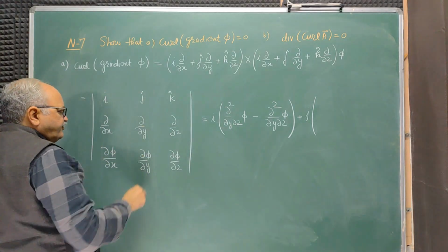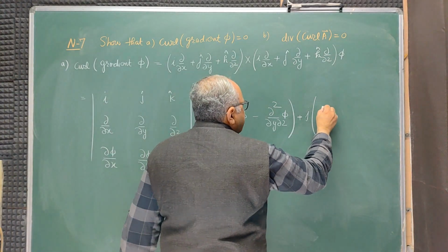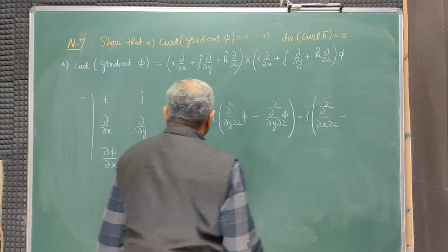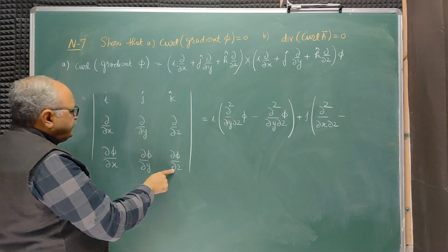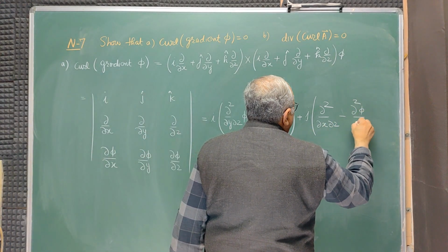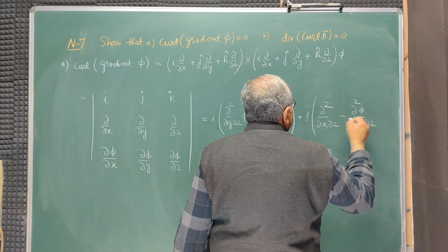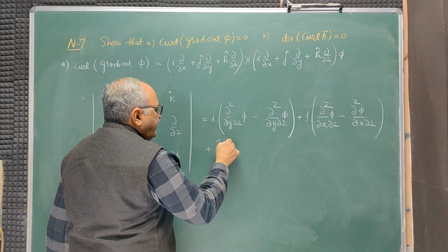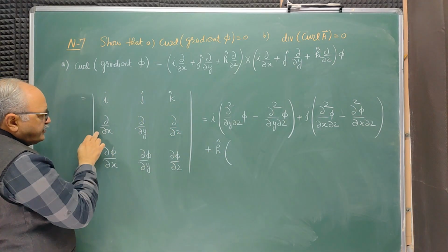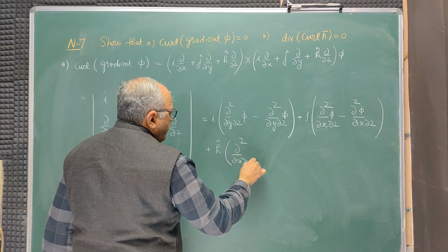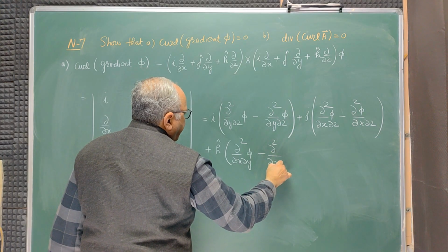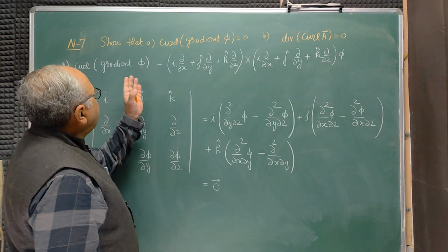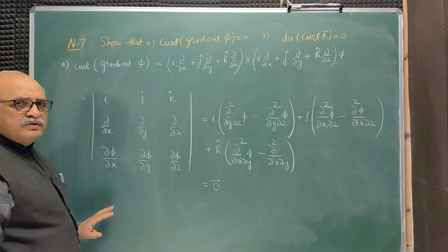j: leave this one, so they have to multiply. So this is d square phi over dx dz minus this one, which is once again d square phi over dx dz of phi. Then finally the k: leave this column and this one, so this is x and y, so d square phi over dx dy of phi minus d square phi over dx dy. So you can notice that all these terms come out to be 0. Hence the curl of the gradient of a scalar field is always equal to 0.